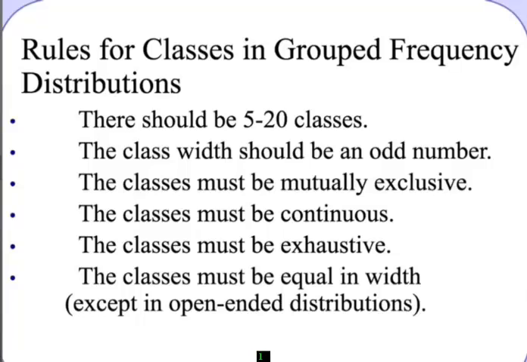And then the class width must be equal, or the classes must be equal in width. I'm going to use the same class width all the way through my problem. This says except in open-ended distributions. We're not going to worry about that for our particular purposes. Open-ended distributions are where they ask for if anybody is under the age of 15 or over the age of 82. They give you categories such as that, or classes that we can look at such as that. We're not going to look at items like that in this case.